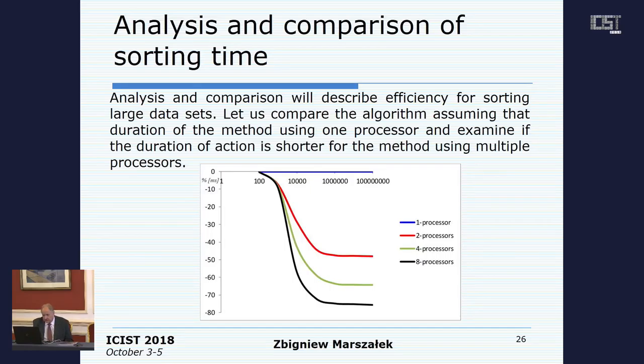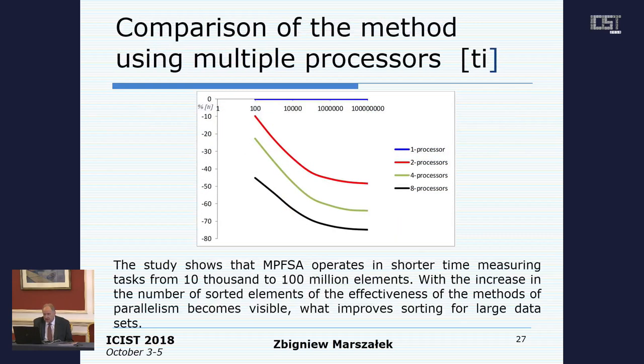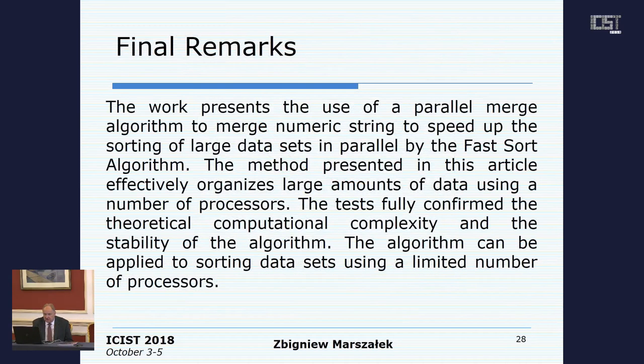Let us compare the algorithms, assuming the duration of the method using one processor, and examine whether the duration of action is shorter for the method using multiple processors. And it is in TI. The studies show the MPFSA operates in shorter time, measuring from 1,000 to 100 million elements. When the number of sorted elements increases, the effectiveness of the parallelism becomes visible. What improves sorting for large data sets?